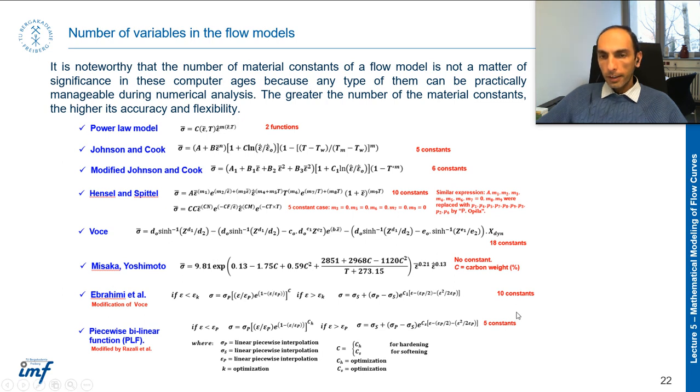Then what is important is that when the model becomes complicated, when the number of parameters increases, you should have a way to obtain the parameters for each material. That is important. But if you have the parameters, then you can give them to the computer and obtain a much more accurate result with a higher number of variables in the model.